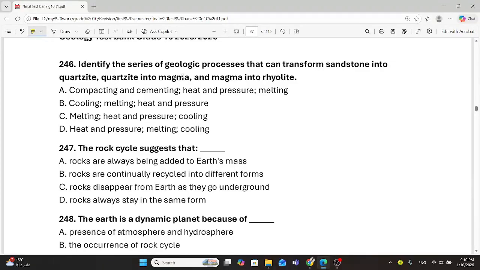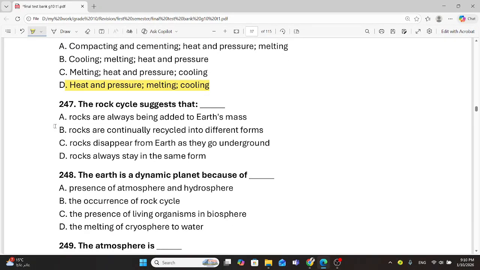Identify a series of geological processes that can transform sandstone into quartzite, quartzite into magma, and magma into rhyolite. Okay, sandstone into quartzite, so that's heat and pressure. Then quartzite into magma, so that's melting. Then magma into rhyolite, so that's cooling. So this is the answer.